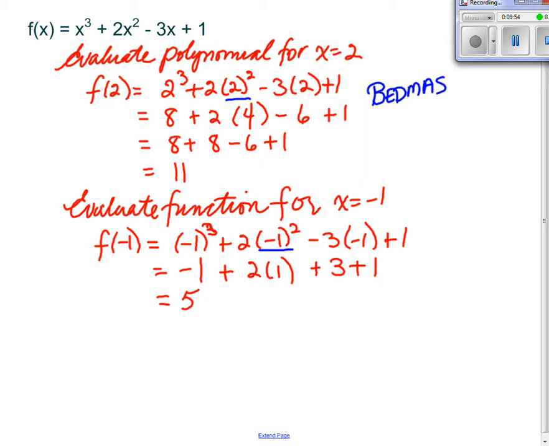That means for the function f at x, there is a point (-1, 5), and there is another point at (2, 11). And we have done that by substituting by hand and calculating to find some points on that function.